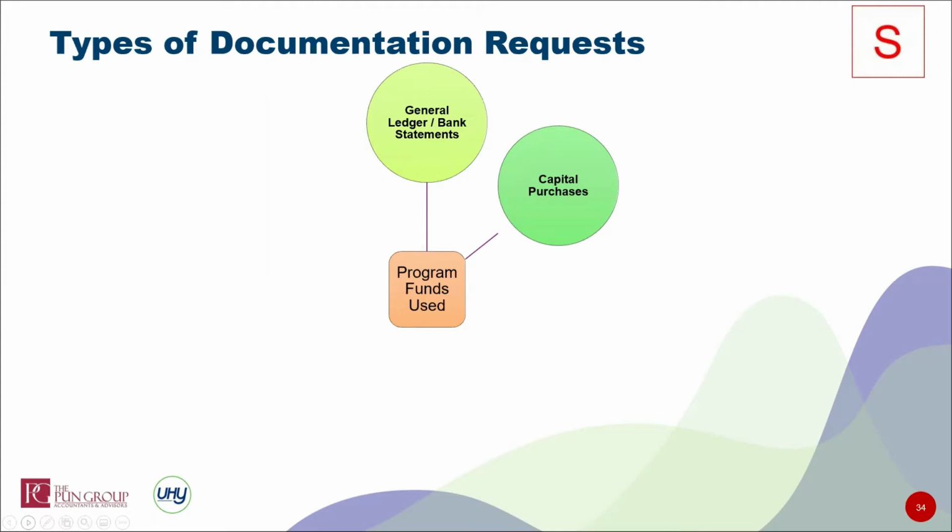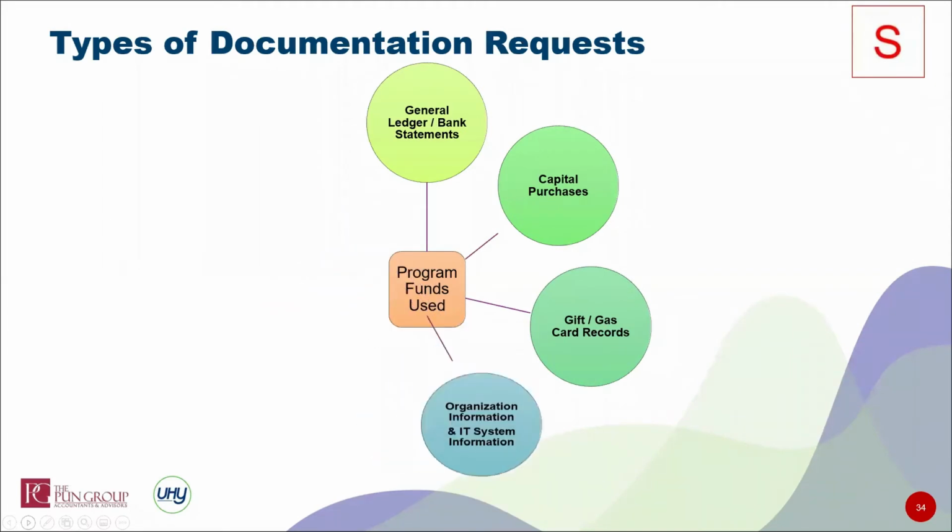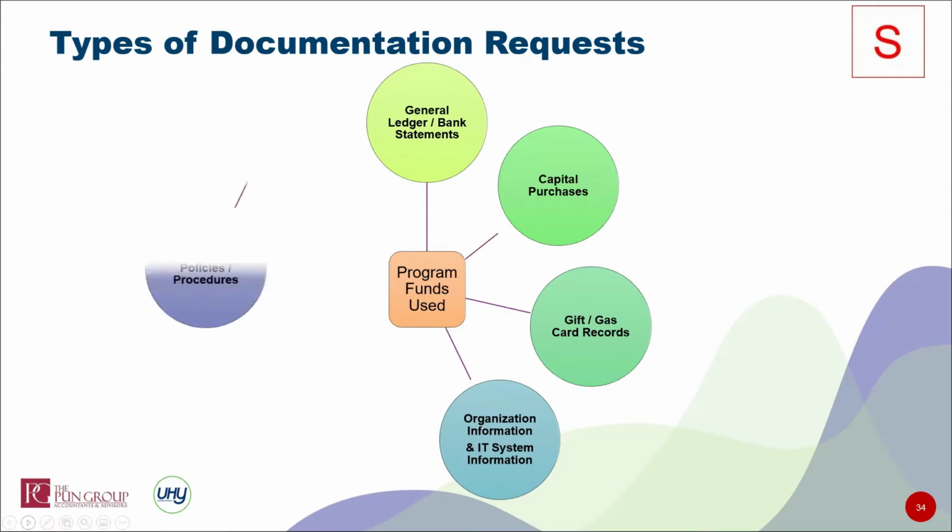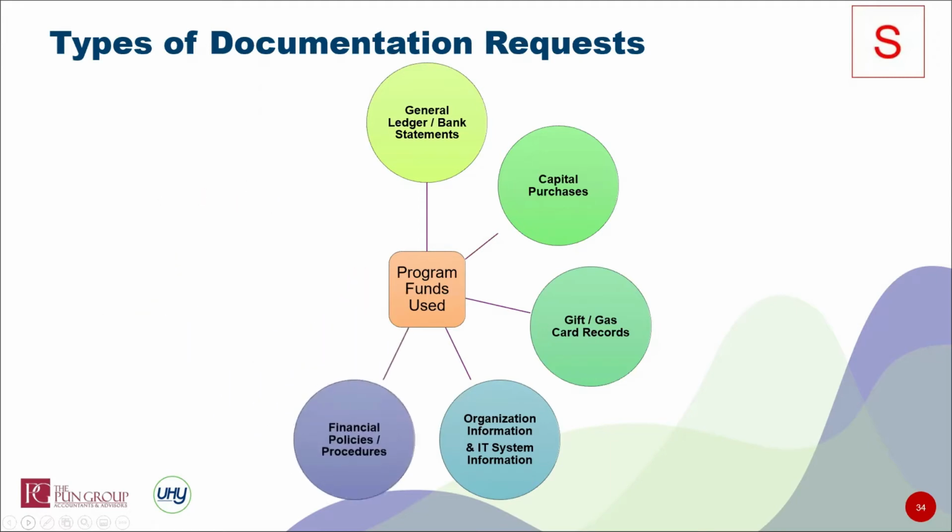Any invoices for large capital purchases that might be selected. We often see gift cards or gas card records or bus passes, records to support those kinds of spending within the program. Again, it depends on the type of program you're monitoring. Basic organization information, and I always find it helpful to get IT system information in case there's systems that communicate and are used and interfaced in order to administer the program. That should be identified in your pre-award documents.